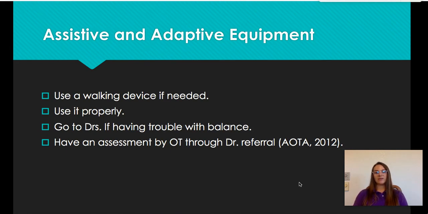Also, we can have assistive and adaptive equipment. So if the doctor recommends you use a walking device, make sure you're using it and make sure that you're using it the correct way. If you don't use it the correct way, you can get injured. If you are having trouble with balance, make sure you go to the doctor, and the doctor can refer you to have an assessment by the occupational therapist. So that's another option.